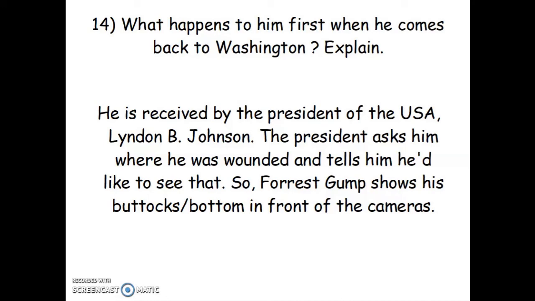And here Forrest Gump says that he was wounded at his buttocks, at his bottom. And as the President told him that he would like to see that, well, he just shows his bottom in front of the cameras. Okay, so all the TVs were able to see Forrest Gump's buttocks in front of the televisions. But this time again, just because he doesn't understand the second meaning to the words.